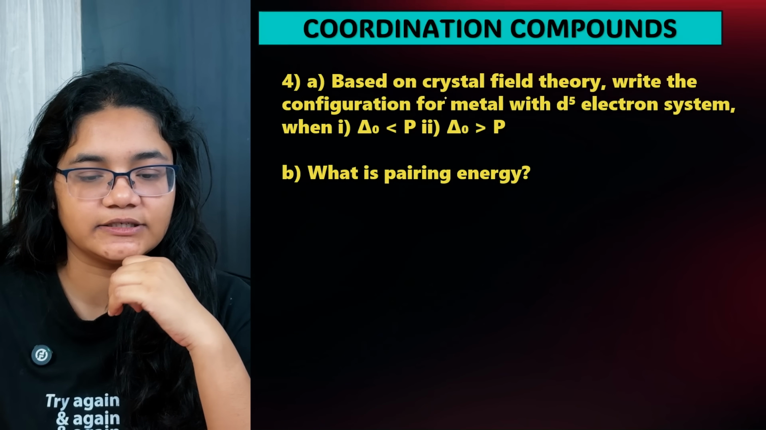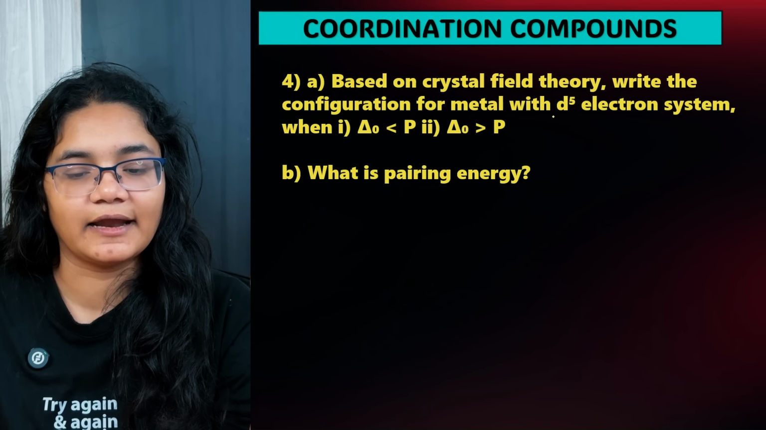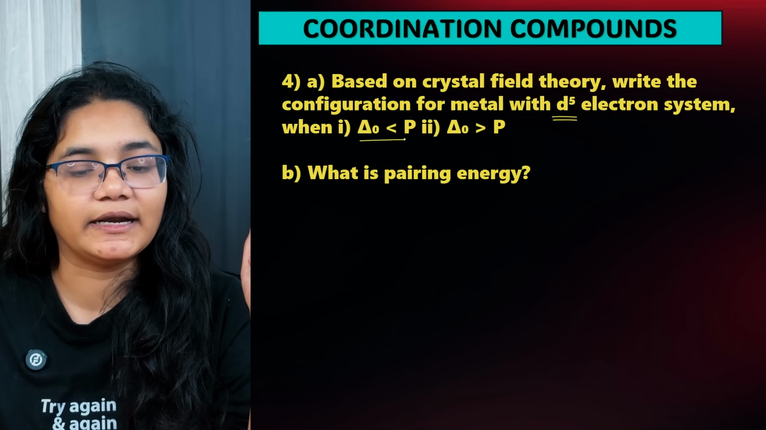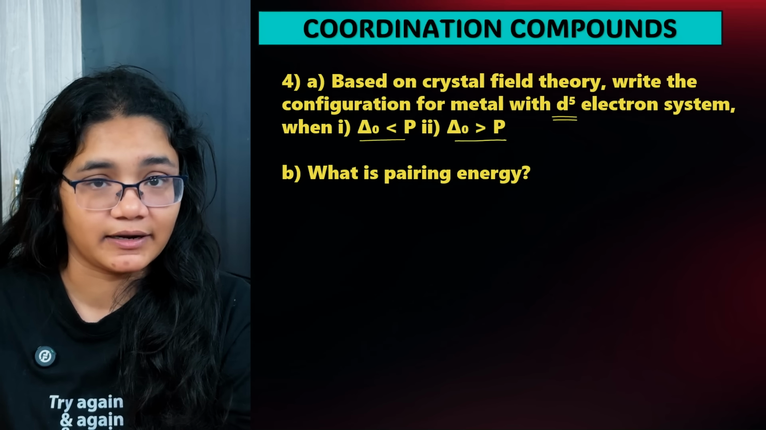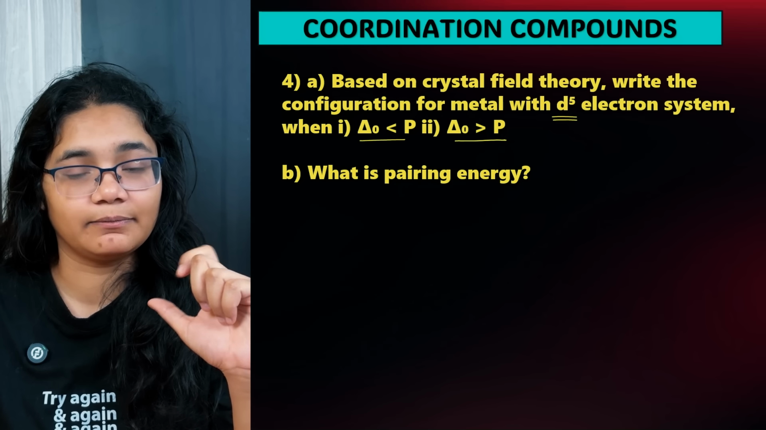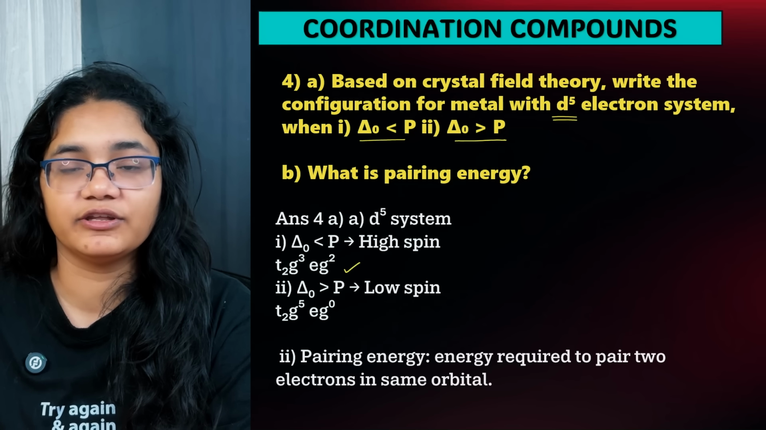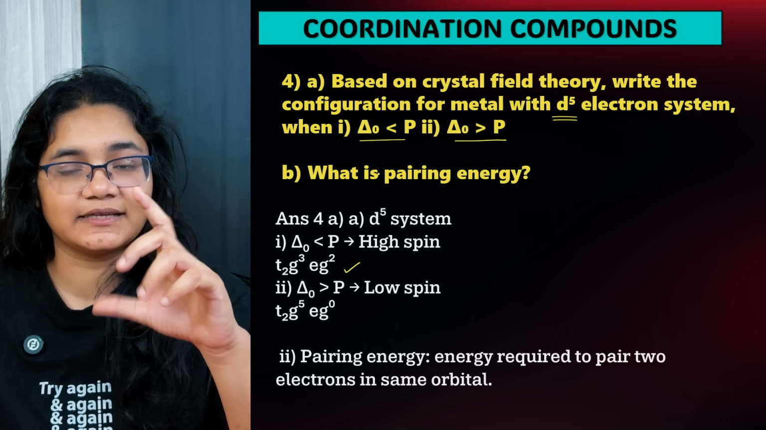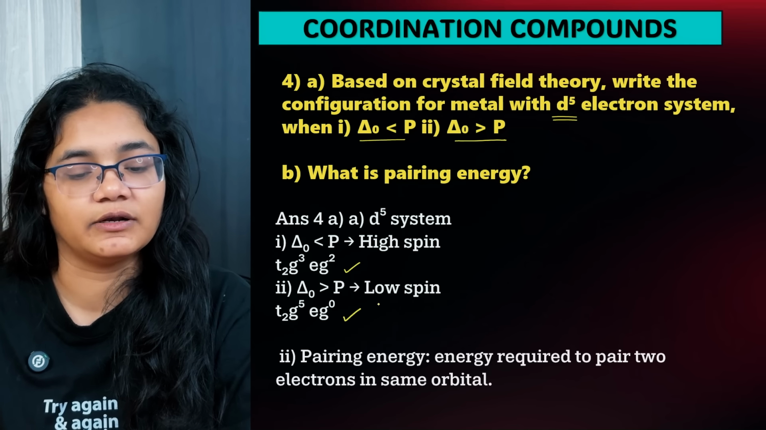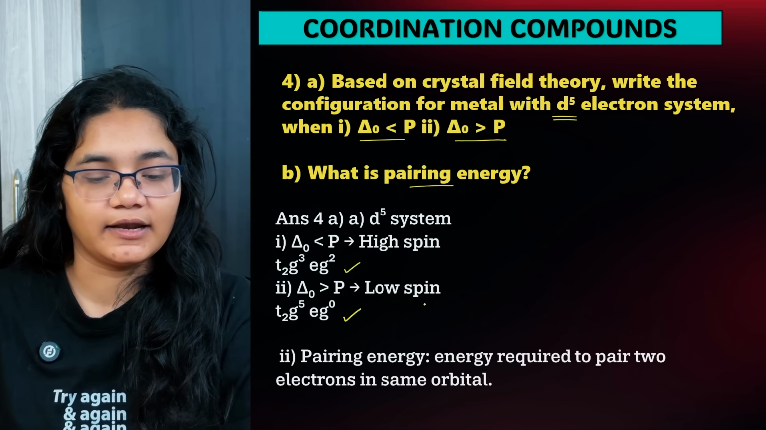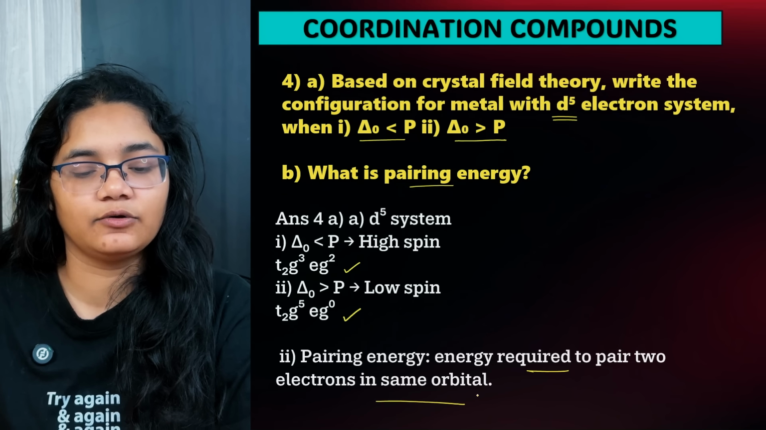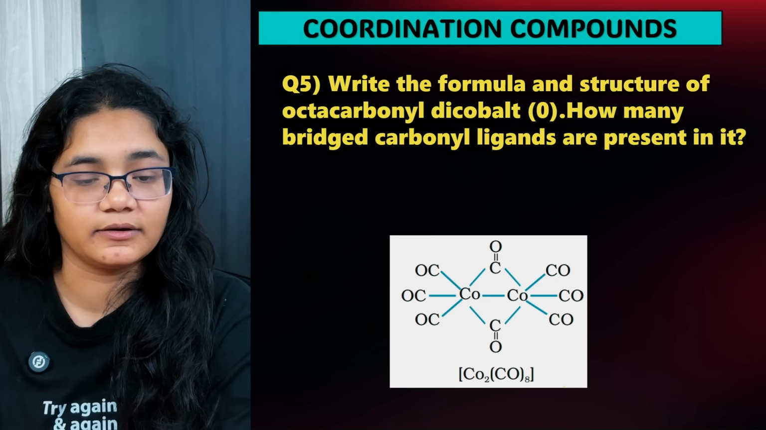Next, we have coordination compounds based on the crystal field theory. Write the configuration of d5 when delta O is less than P and delta O is greater than P. Now, when delta O is less than P, that means it is a weak field ligand. So the configuration here will be t2g3 eg2, and when the splitting is high, pairing will take place. So the configuration will be t2g5. What is pairing energy? So pairing energy is the energy required to pair two electrons in the same orbital.